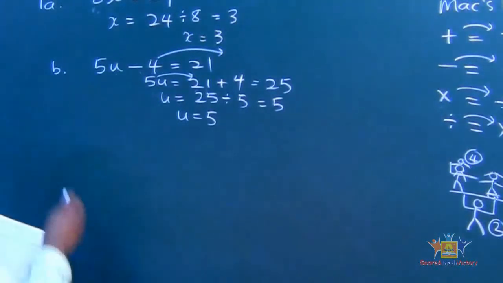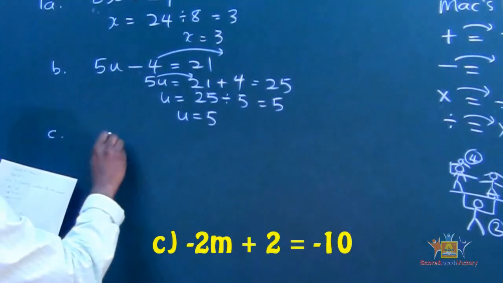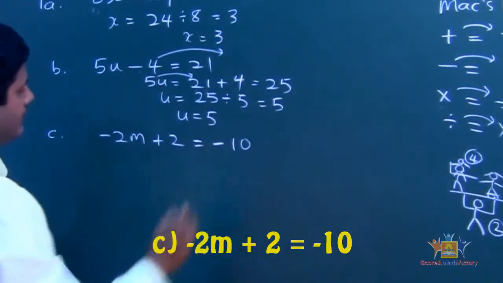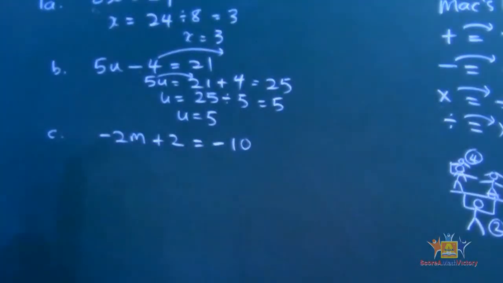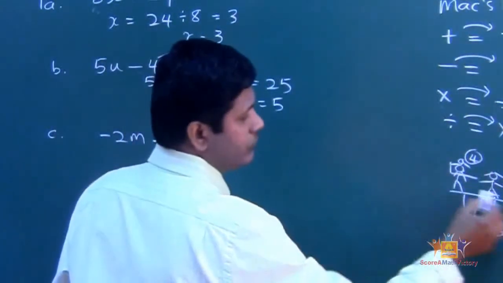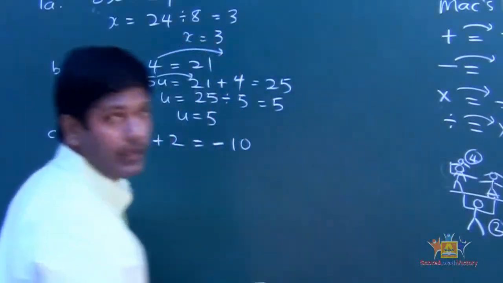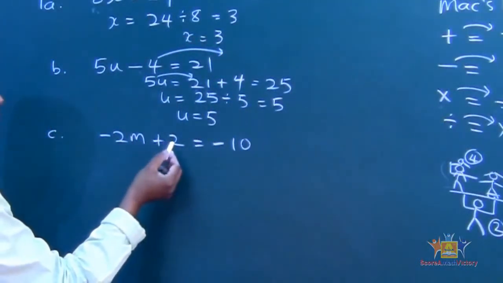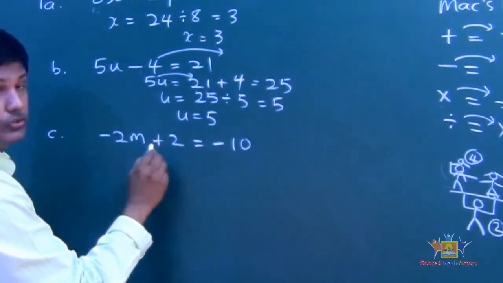Okay, let's do C. Now C, you're given negative 2m plus 2 equals negative 10. See that? And you're looking for what? Again, m. I'm solving for m. Alright, same thing right here. We're just using this side of the diagram. Your sister, your little brother, and who got to go first? Your sister. And what's 2 doing to m?